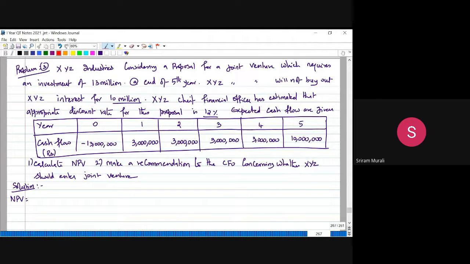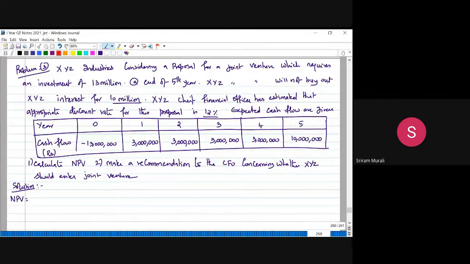In the 0th year, how much did I invest? 13 million. In the 5th year, XYZ joint venture will buy XYZ's interest for 10 million. We want to compute the cash flow and make a recommendation to the CFO on whether XYZ should enter the joint venture. Do you understand first what is given in the question? XYZ is an industry that wants a joint venture with another company. The initial investment is 13 million.